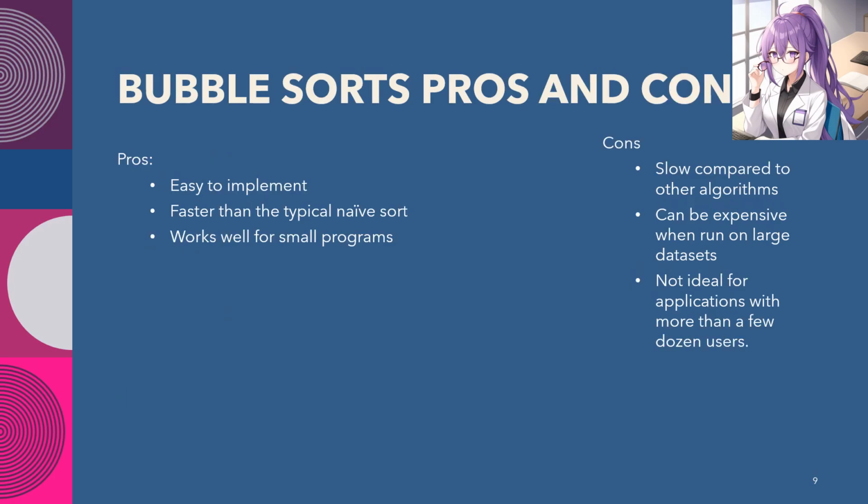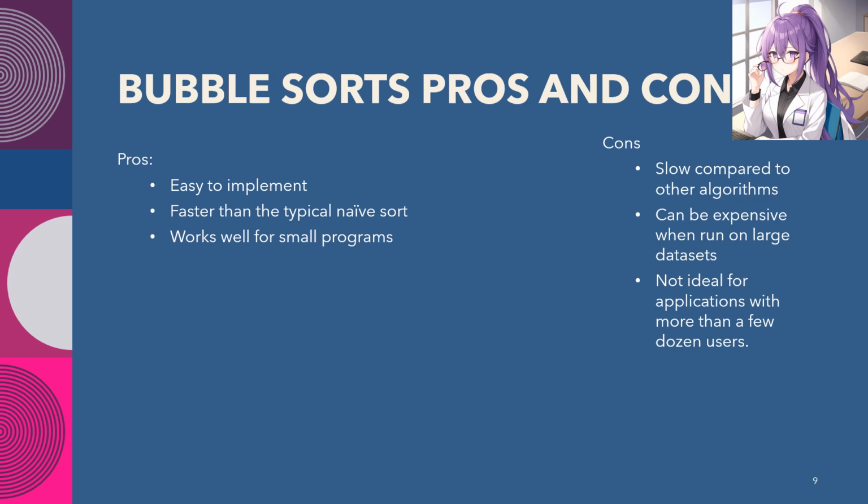Now, since we've discussed bubble sort and how to program it, let's discuss what the advantages and disadvantages of this algorithm are. The pros are that it is easy to implement. In fact, high school computer science students are often given this as a programming exercise. It's faster than the typical naive sort by a considerable margin, and it works well for small programs.